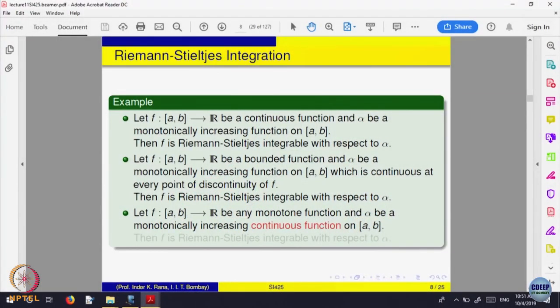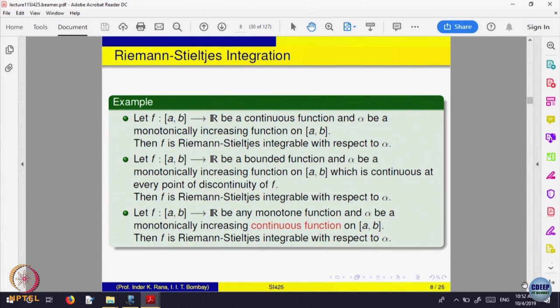Alpha is monotonically increasing, so it is discontinuous at most at countably many points, we know that. So the only change is that alpha is continuous at every point of discontinuity of f, and that is for any bounded f. For Riemann integrable functions, we said that every monotone function is Riemann integrable. For Riemann-Stieltjes, you require alpha to be not only monotonically increasing, you also require it to be a continuous function. We will not prove all these theorems, but I am just pointing out the differences between the two statements of the theorems. Okay.